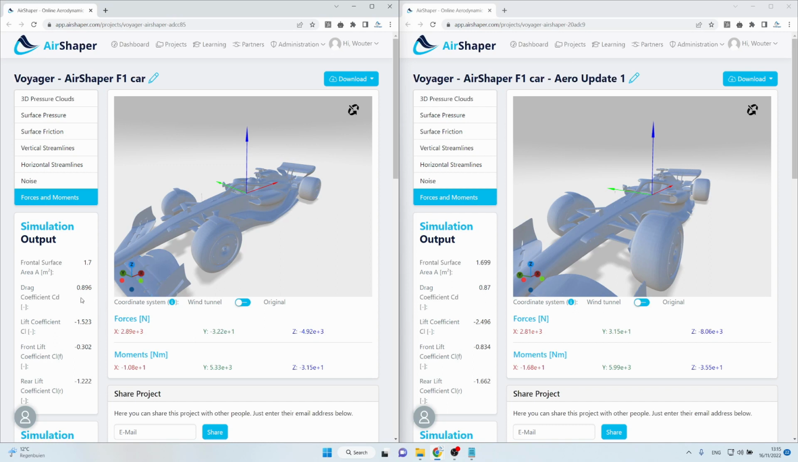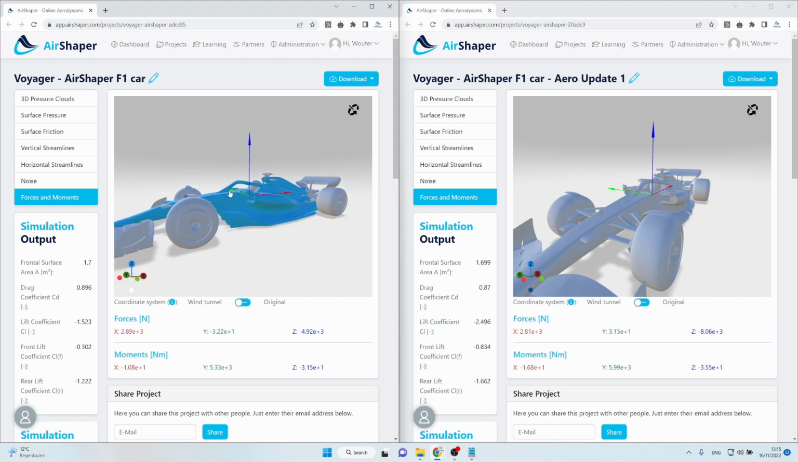We reduced the drag slightly from 0.89 or 0.9 almost to 0.87, which is a slight drag reduction, which means we will go faster on the straight lines. And we also had a massive increase in downforce, going from a lift coefficient of minus 0.5 to minus 2.5.